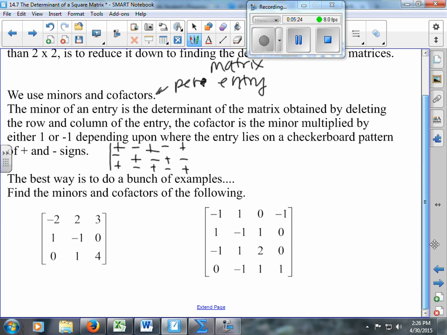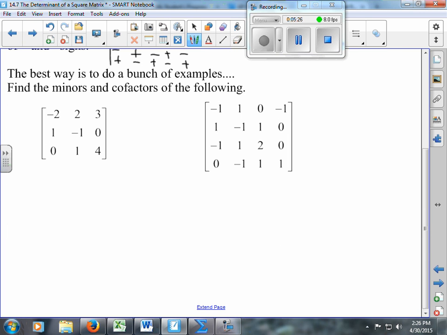Okay, so we're going to start with this 3 by 3 matrix here. And the way we're going to do this is I just want you to find the minors and the cofactors of this matrix. So let's call this matrix A. And so this entry right here, A11, is -2. The entry is in the first element. This is in the row 1, column 1 spot.